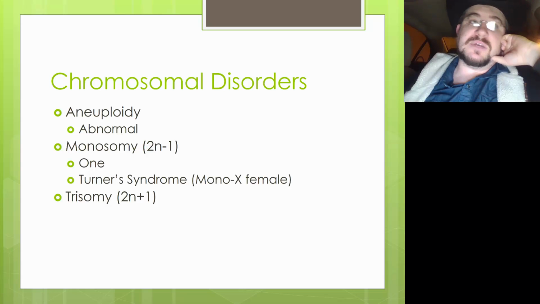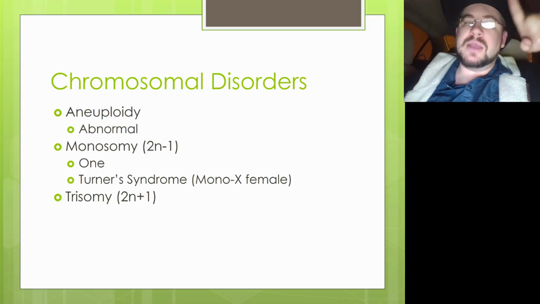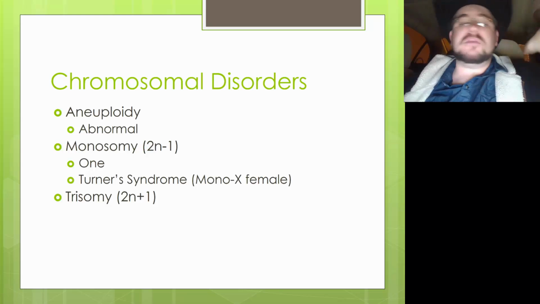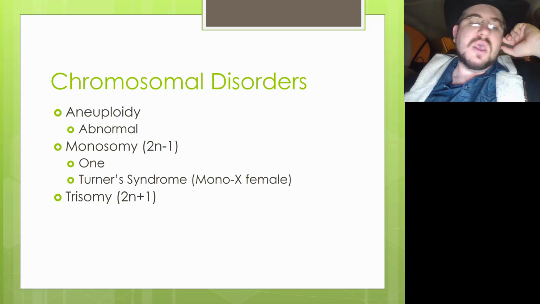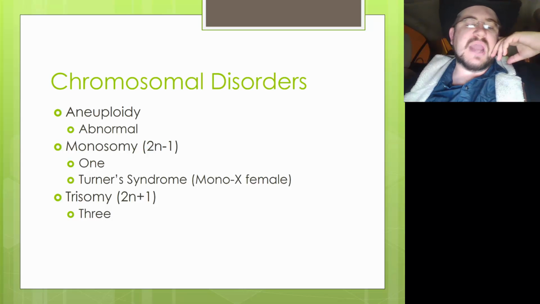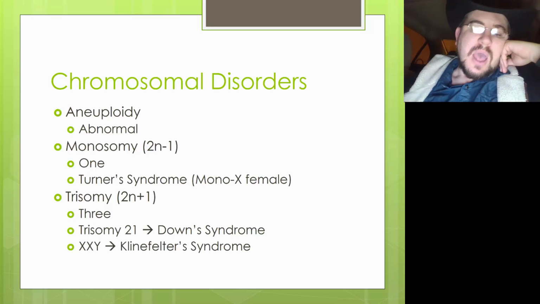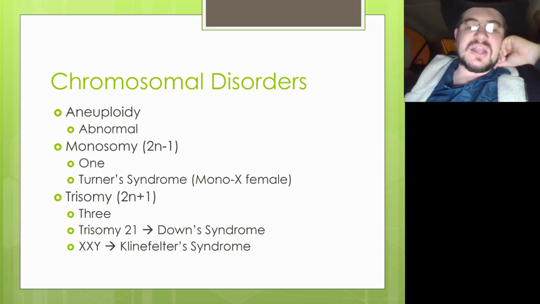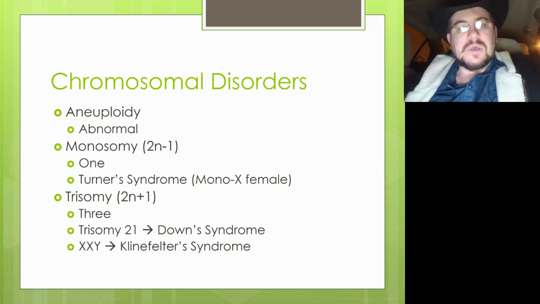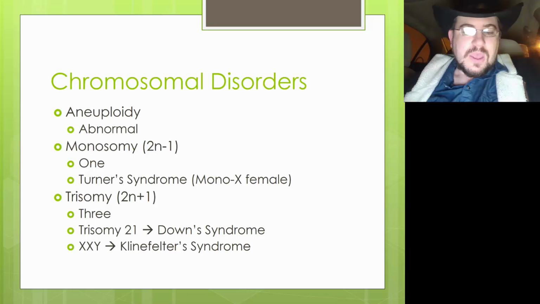Then we have trisomy, 2n+1. If monosomy means we're down one chromosome, where in one of your 23 pairs you only have one instead of two, then trisomy means in one of your 23 pairs you have 3 instead of 2. So you ended up with an extra chromosome. Trisomy 21 is called Down syndrome. You're all familiar with Down syndrome. XXY is Klinefelter's syndrome, another example of a trisomy. So fascinating.